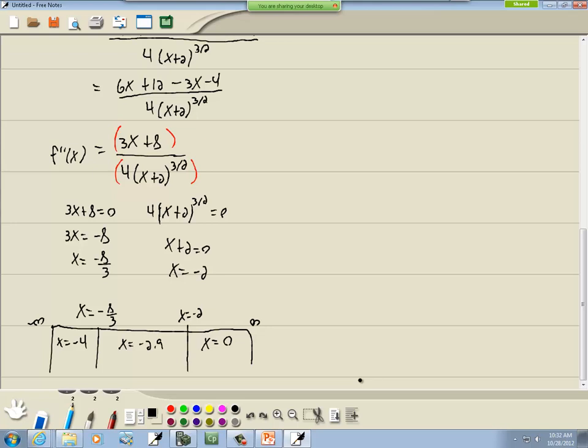Okay, now think back to your domain. I've erased it, but your domain said x is greater than or equal to negative 2. What does that tell you about this interval and this interval? You don't need them, do you? You can plug them in. You might even get valid answers. Probably not. You probably get some kind of error. But let's plug in 0.